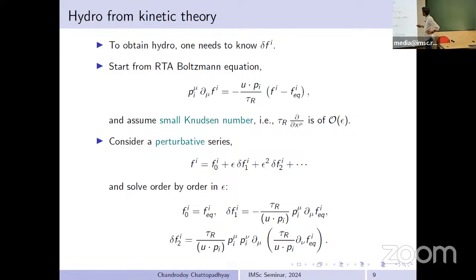This time is not a fixed number. It's a function of the inverse temperature. It goes as 1 over T. There is also some F dependence through it. So this is a complicated part of it.